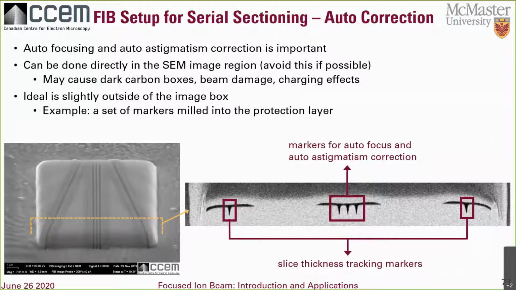Another important feature is autofocusing and autoastigmatism correction. Some software will directly attempt to use the contrast features that are in your SEM imaging region itself, but that can cause artifacts such as dark carbon boxes or even beam damage and charging issues in some samples. I prefer the autocorrection region to be slightly outside of the image box for those reasons. Some systems use another set of markers for this that are again milled into the protection layer. The image on the right shows what they look like in the cross-section, and if the software is smart, it only needs to scan within those small boxes a few times to make these corrections.